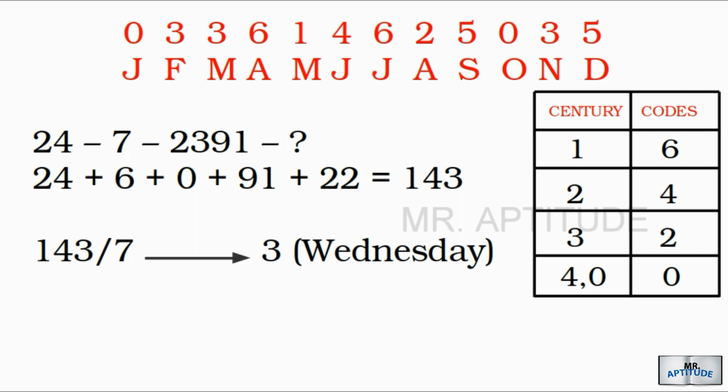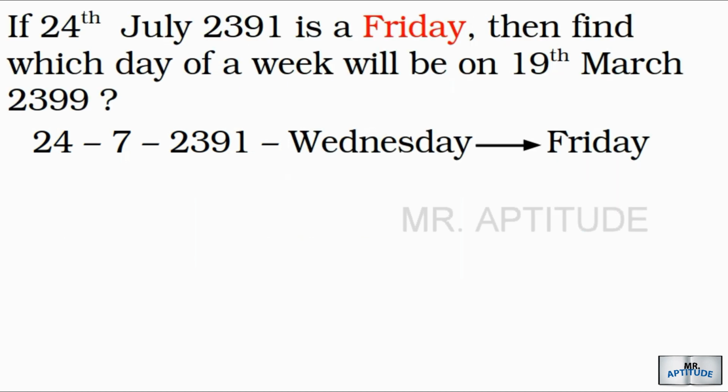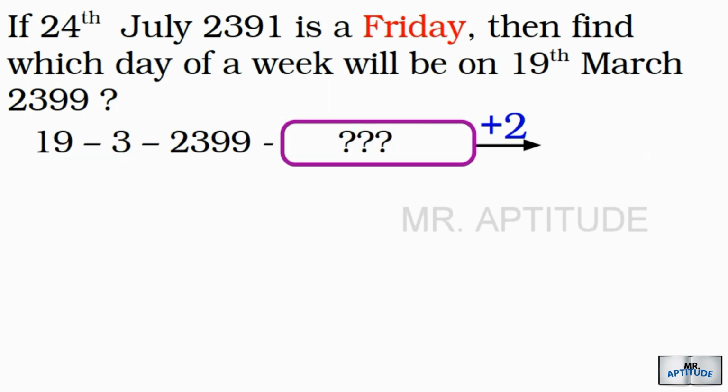Now, in the given question it's a Friday, but we have got a Wednesday. Let us understand this. The actual day is a Wednesday, but you are given a Friday. If you look at the difference between these two, Wednesday plus 2 gives you a Friday. In the same way, we have to calculate 19, 3, 2399. And that particular day plus 2 gives your answer. So let us calculate this.